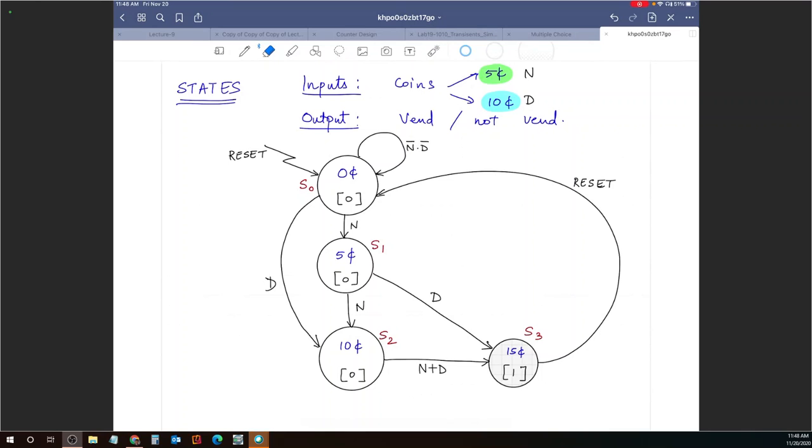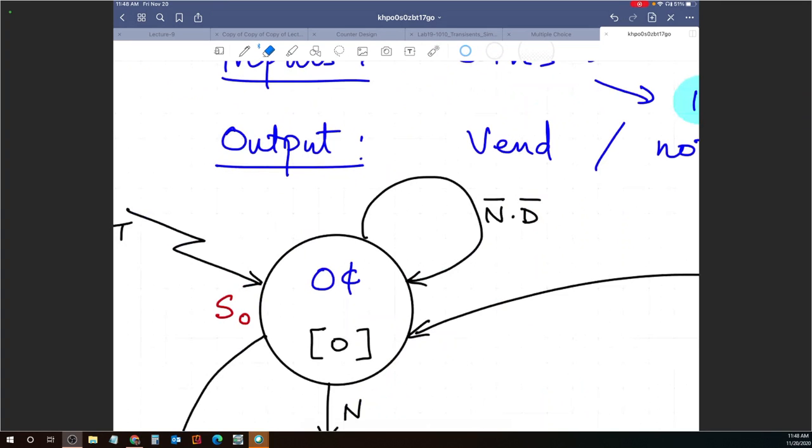All right, where were we? Oh yeah, self loop. So if you are in state 0, that means you don't have any money entered into the machine. And within the next active edge of the clock, you don't give any nickel and you don't give any dime. In that case, you stay there. And also you stay there if you press reset. So N complement and D complement or reset, for all those cases, you will stay in state 0, starting with state 0.